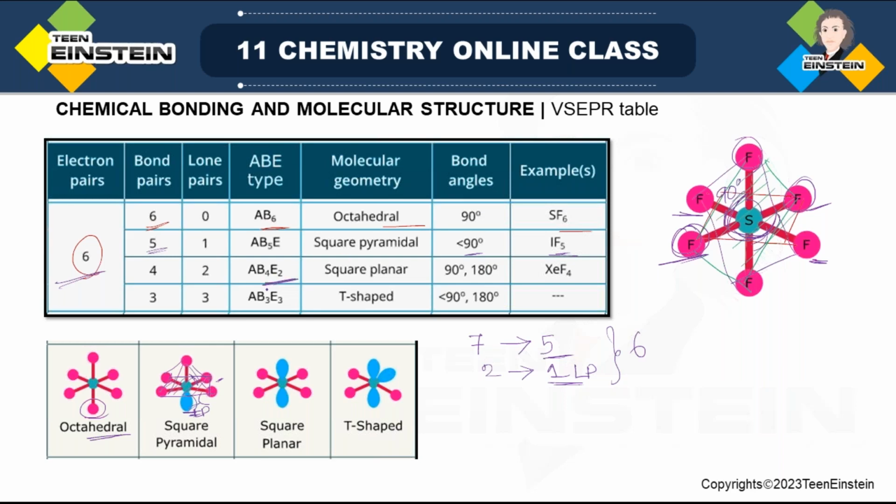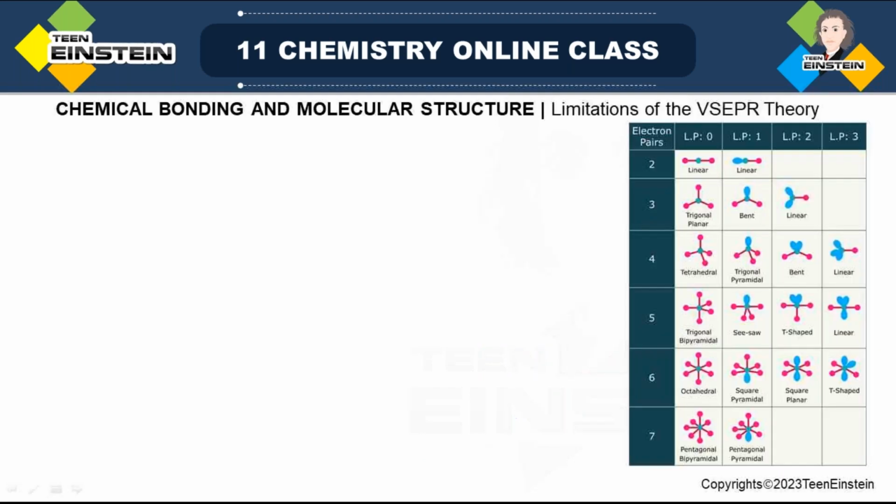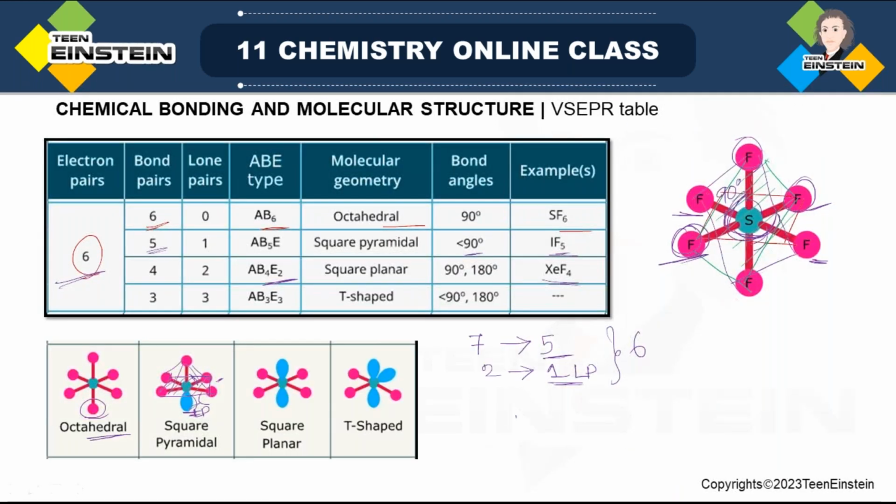Next is if you have 4B and 2E. The corresponding example is XeF4. For Xe, we know there are 8 valence electrons. Out of 8, as there are a total of 4 xenon-fluorine bonds, 4 electrons will be used up and there will be a total of 4 bond pairs. The remaining electrons are 4, which means 2 lone pairs will be there.